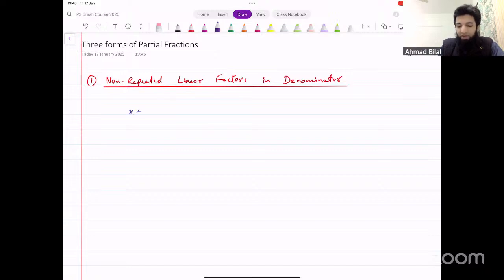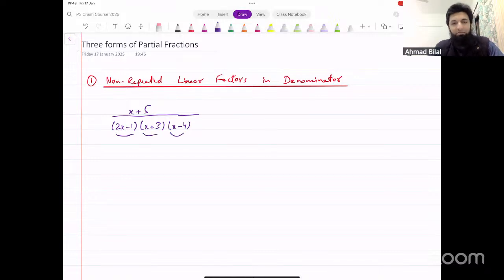Let's say we have x plus 5 divided by 2x minus 1, x plus 3 into x minus 4. Now, you see the denominator has linear factors. None of them have a power of x, right? They're all x power 1. And they're all different. There's no factor that is coming twice or thrice.